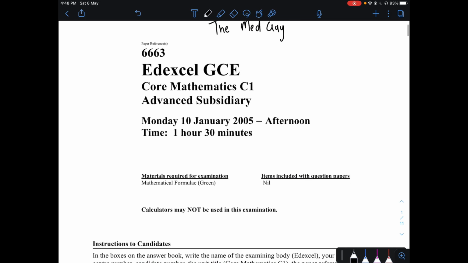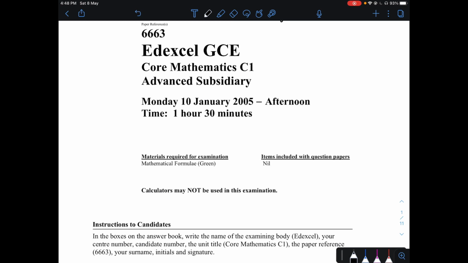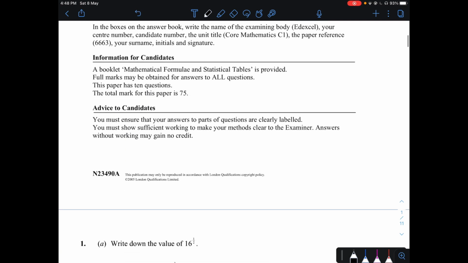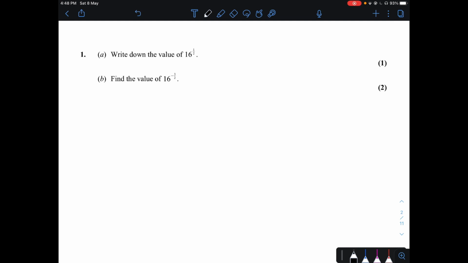So we start off with C1, January 2005. You can see that there's no calculators allowed. Question number one: write down the value of 16 to the power half. The key thing here is to realize that a half as a power is the same thing as a root. So they're asking for the square root of 16, which you could have guessed is 4, because 4 times 4 is 16. So square rooting 16 gives us 4.